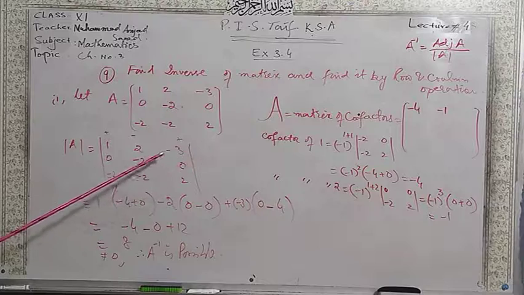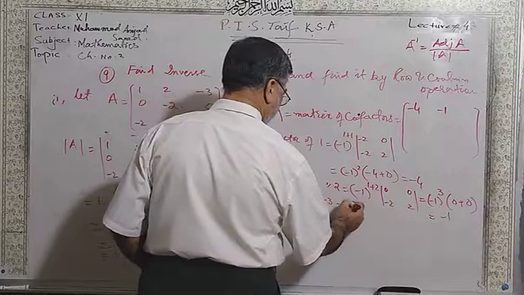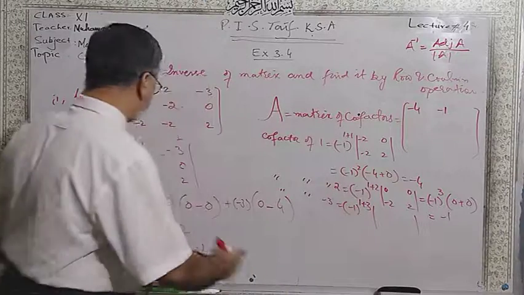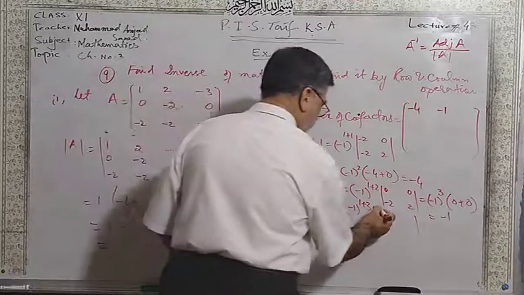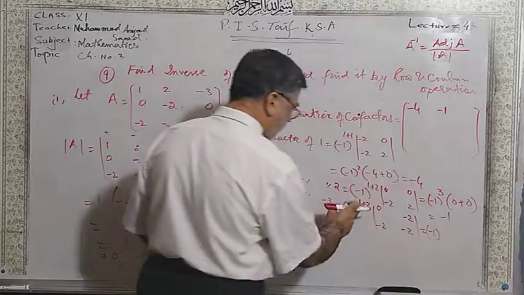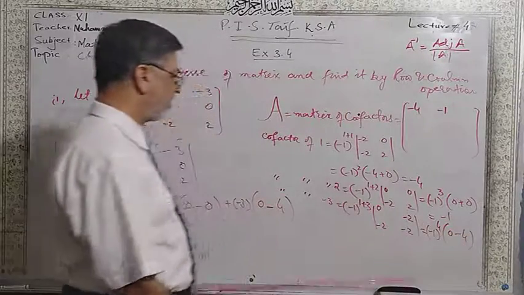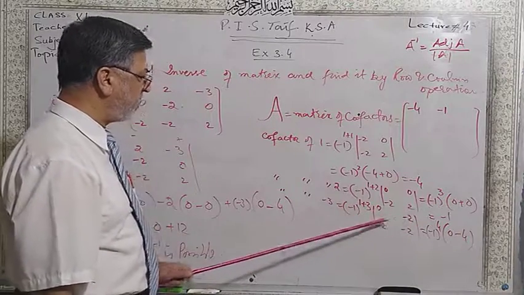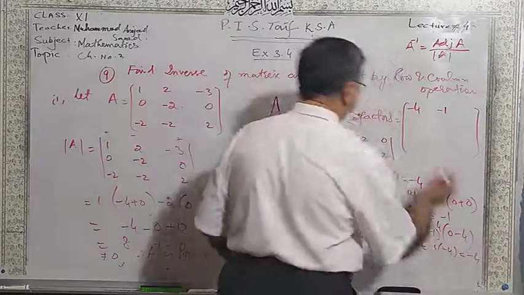After that, the cofactor of minus 3. Minus 1 power first row, third column, and the minor of minus 3 is: remove this column and row. 0 minus 2, 0 minus 2, minus 2 and minus 2. Remember that this is minus 1 power 1 plus 3, which is 4. Minus 1 power 4, then AD minus BC. So minus 1 power 4 is 1 into minus 4 is minus 4. Here is minus 4.